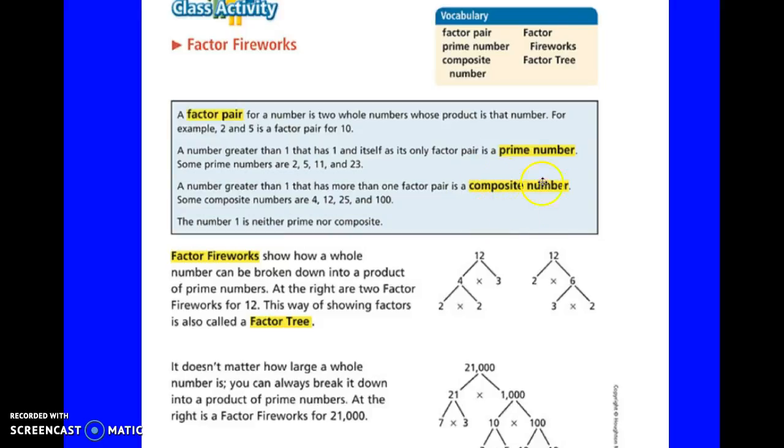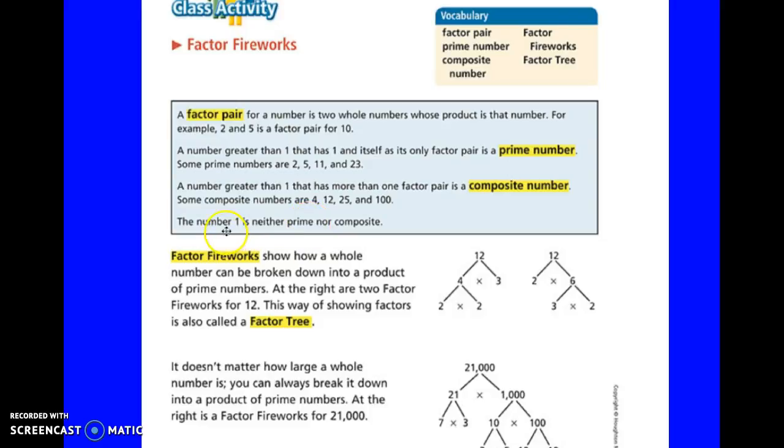Now, the opposite of that is a composite number. A number that's greater than 1 that has one or more factor pairs is a composite number. Some composite numbers are 4, 12, 25, and 100. So a composite number is any number that more than 1 and itself divides into. So for example, 4. Well, I know that 2 divides into 4, so it is a composite number. 12. 1 divides into 12, so does 2. So does 3, so does 4, so does 6, and so does 12. So it's a composite number. Other numbers divide into it besides 1 and itself.